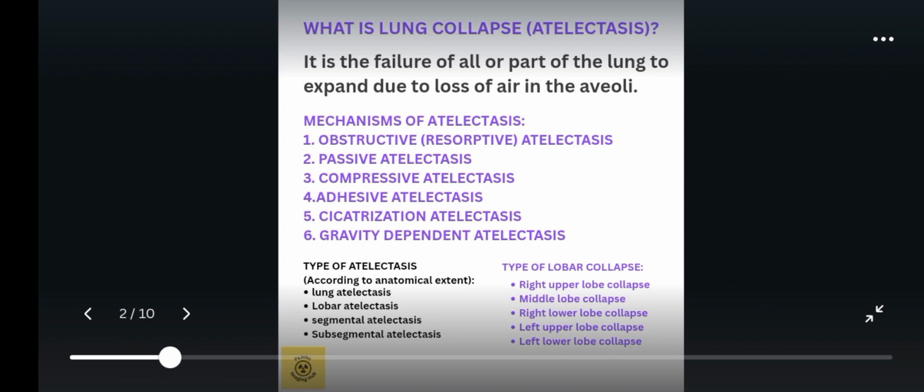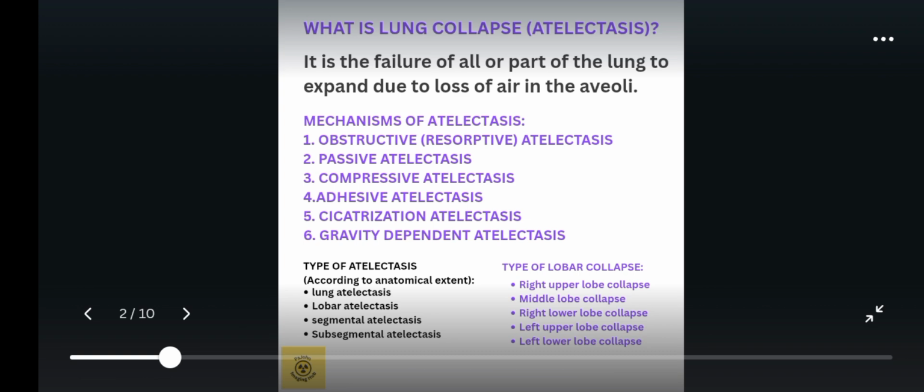Adhesive atelectasis. This is atelectasis caused at least in part by deficiency of surfactant. We know surfactant is what keeps the alveoli open. So if the alveoli lack surfactant, they will collapse. Surfactant reduces the surface tension of the alveoli as their surface area or volume decreases, thereby effectively protecting against collapse. That is the work of surfactant.